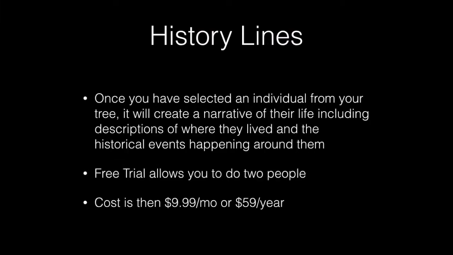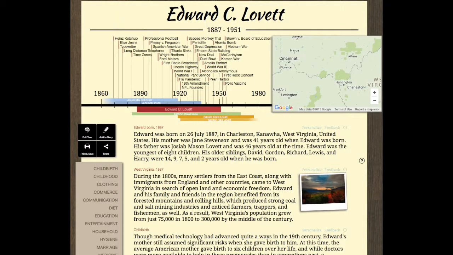This next one is called History Lines. Once you've selected an individual from your tree, it will create a narrative of their life, including descriptions of where they lived and the historical events happening around them. There's a free trial that allows you to do 2 people. Then it costs $9.99 a month or $59 a year to use the service. This is one that was done for one of my ancestors, and it goes on for many, many pages.